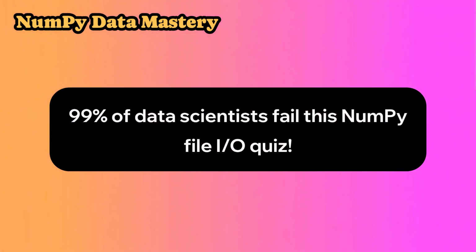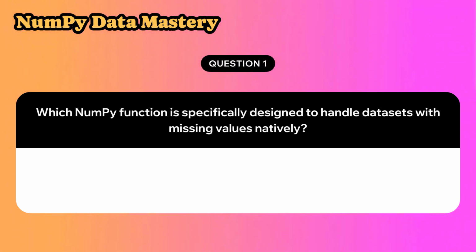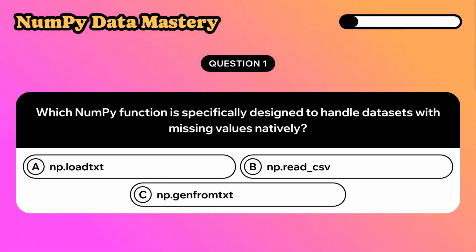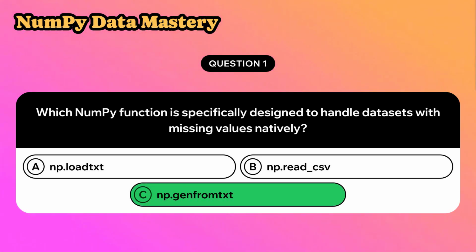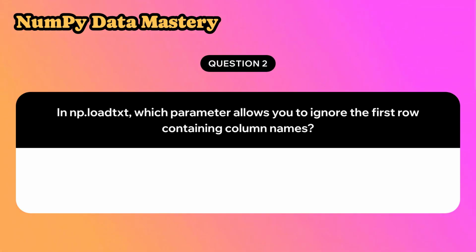99% of data scientists fail this NumPy file I/O quiz. Which NumPy function is specifically designed to handle data sets with missing values natively? In numpy.loadtxt, which parameter allows you to ignore the first row containing column names?